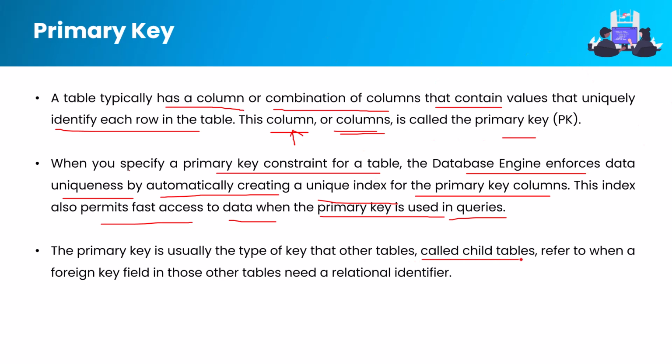Now we'll move to the next point, that is, the primary key is usually the type of key that other tables, called the child table, refer to when a foreign key field in those other tables needs a relational identifier. So let me give an example, then this point will be clear for you.